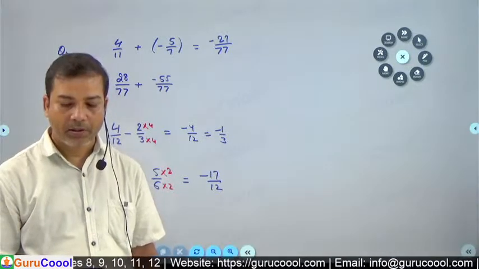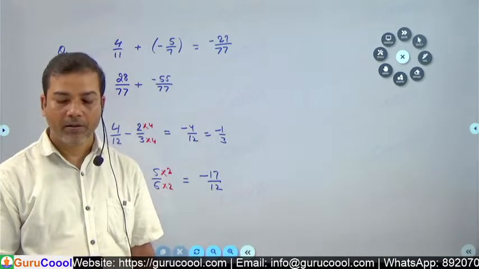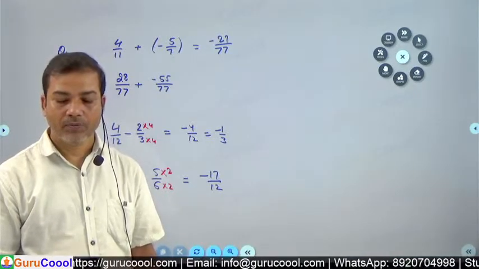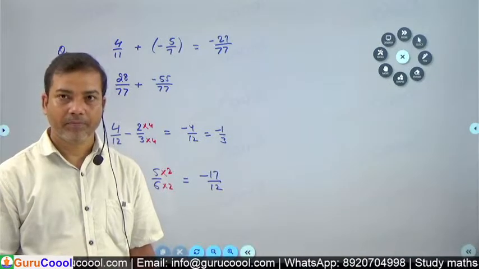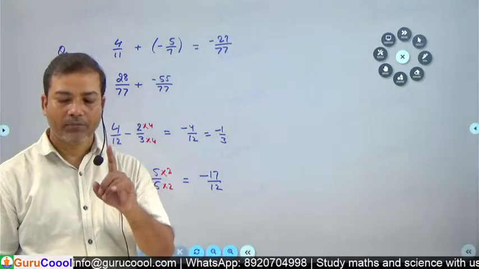Next question is, find the value of minus 5 by 18 minus of minus 5 by 9. Minus 5 by 18 minus of minus 5 by 9.